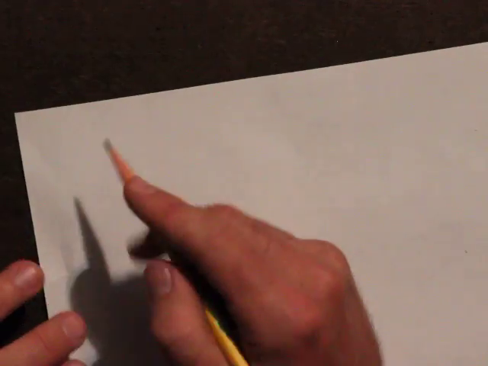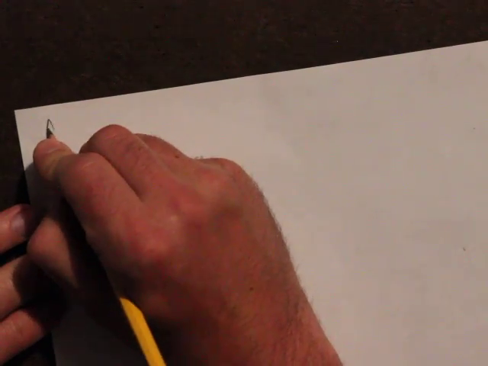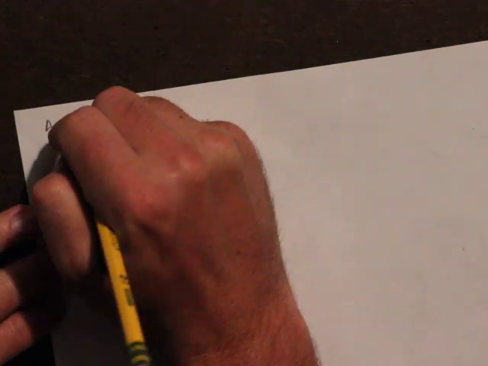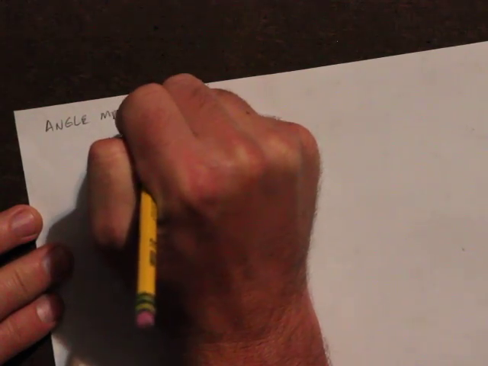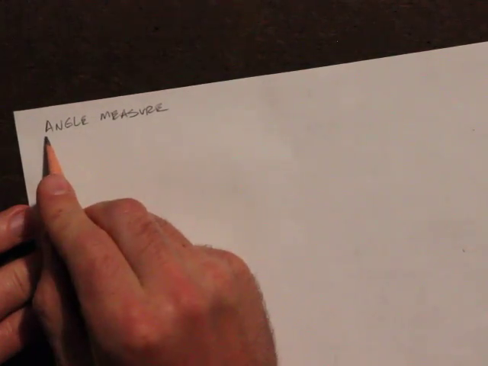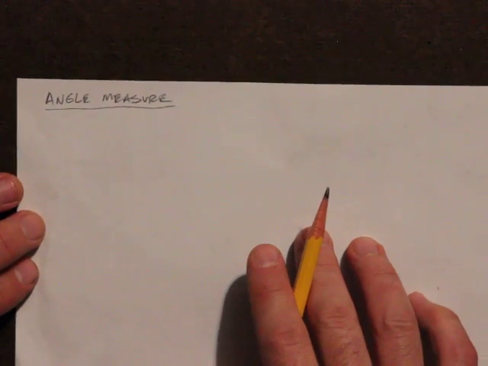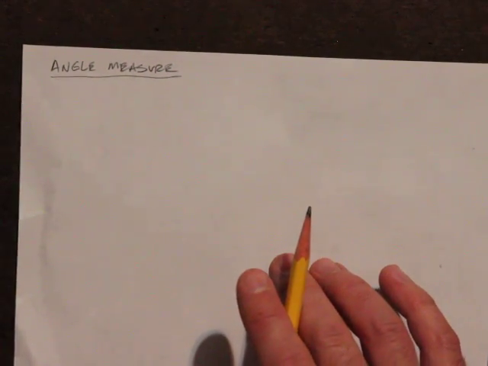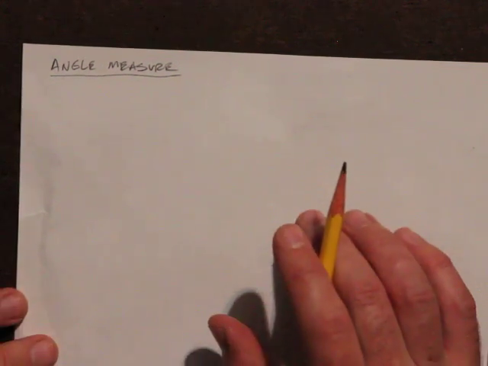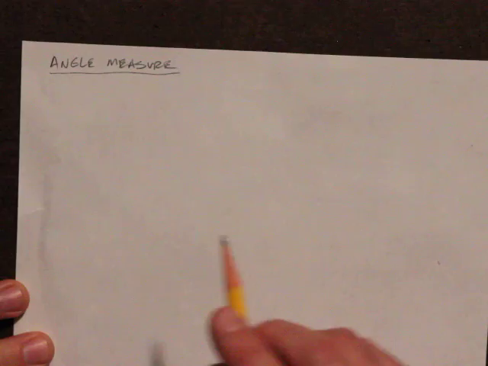Alright, we have not too much to go here actually. Angle measure is next. Hopefully you'll see a theme here: you take the piece that you're looking for, the target, and you put it over the total. That's just kind of the way all of these go.